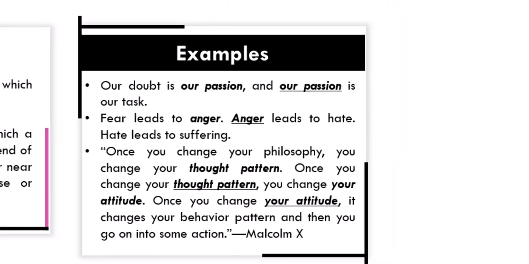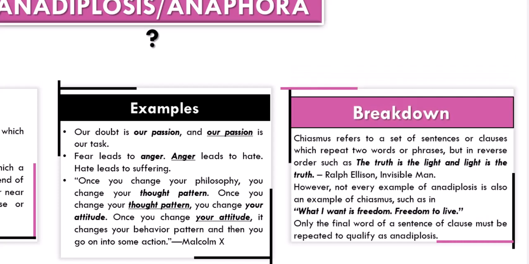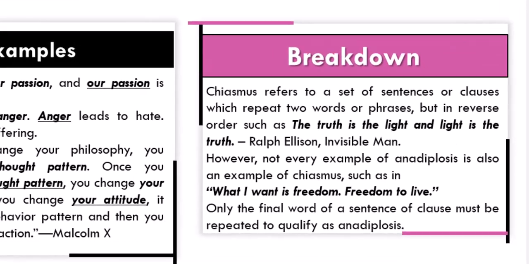Okay, so let's break it down. Chiasmus refers to a set of sentences or clauses which repeat two words or phrases, but in reversed order, such as: the truth is the light. Then we take it back: the light is the truth. This is by Ralph Ellison in Invisible Man.